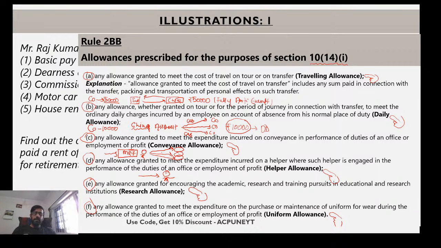Okay. So what is research allowance? Research allowances are basically when companies provide you some money for research purpose.